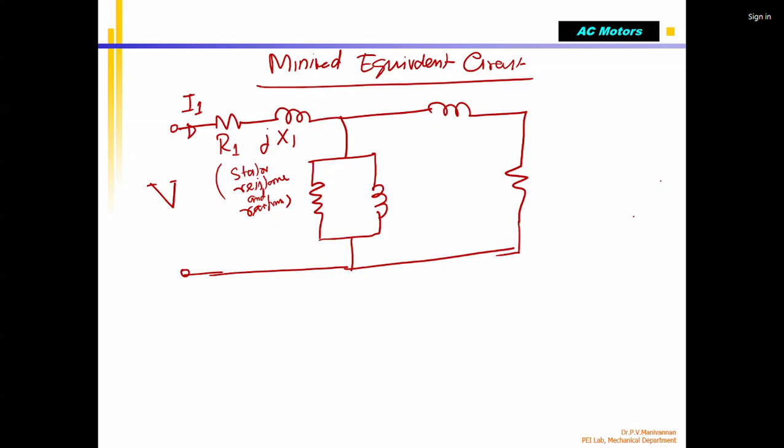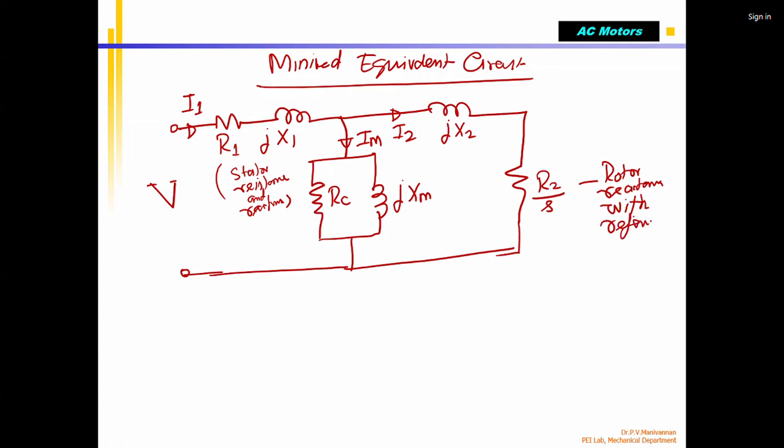That is divided into two parts. One is called as IM, magnetizing current, which flows in this is RC and this is JXM. Same terminology only. Only one thing is the I2 is called as rotor current and JX2 is the reactance of the rotor and R2 divided by S is called as rotor reactance referred to stator.